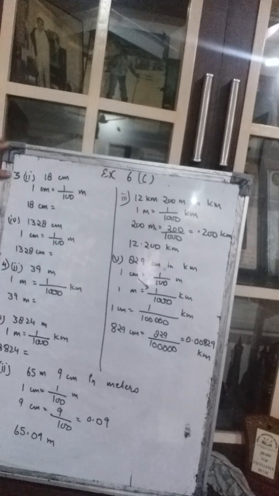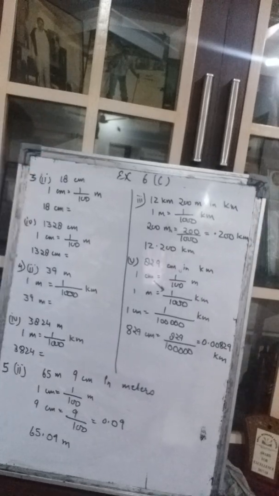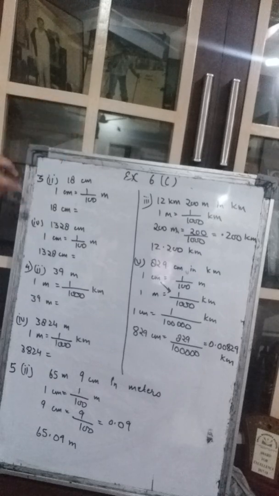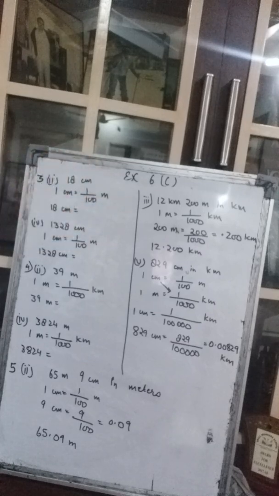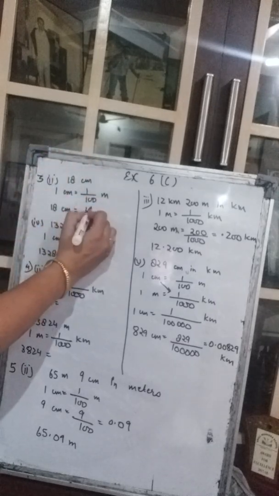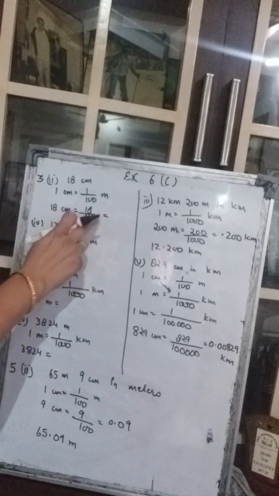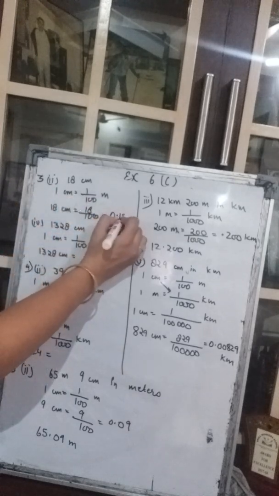Okay, now we come to the third question. Third question says that we have to convert these as meters using the decimals. We have to convert this quantity into the meters. Okay. So how will we do this? Second part is 18 centimeter. 1 centimeter is equal to 1 upon 100 meter. You know that very well. So 18 centimeter will be equal to 18 upon 100. So that means how many zeros are there? 2 zeros. How many digits are there? 2 digits. No need to add 0. So it will be 0.18 meter.